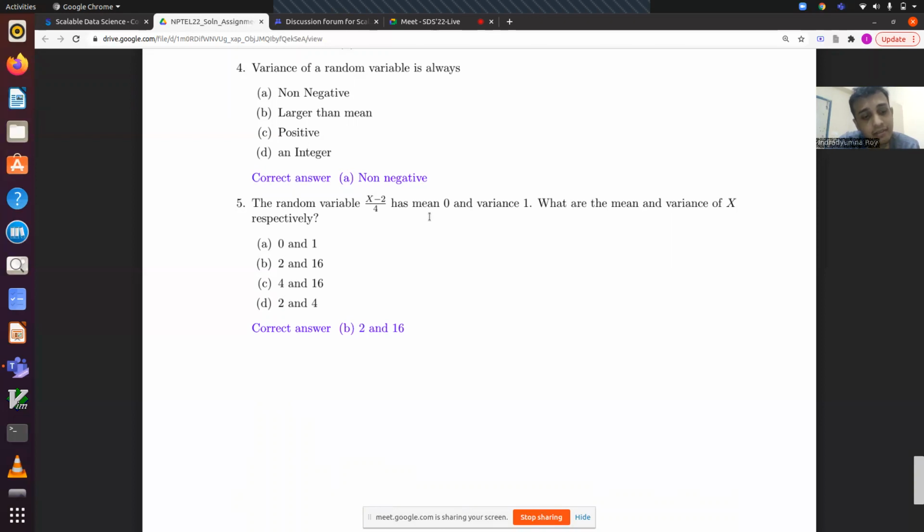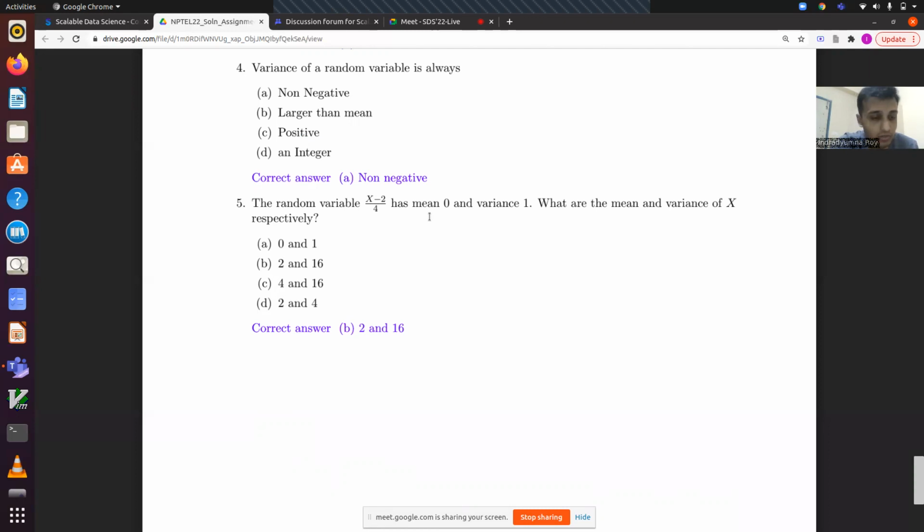So let's say (x minus 2) by 4 is a random variable, right? For ease, let's assign it to some variable y. So y equals (x minus 2) by 4. Now you are writing these down, right? Now what is being told in the question? It has mean 0. That means expectation of y is 0, right? E of y is 0 and it has variance 1. So variance of y is equal to 1.